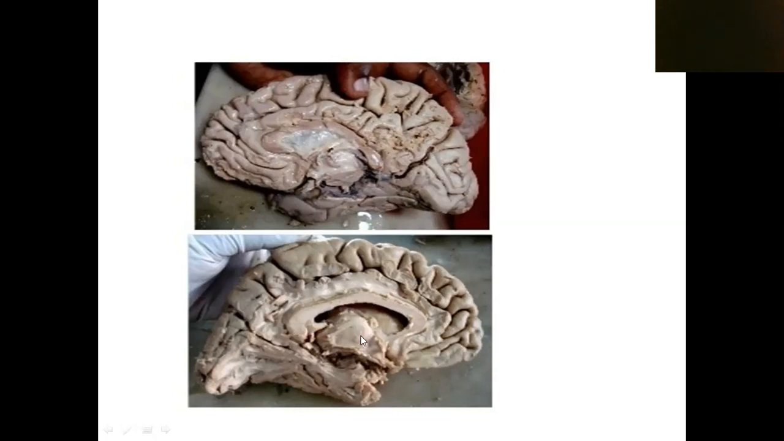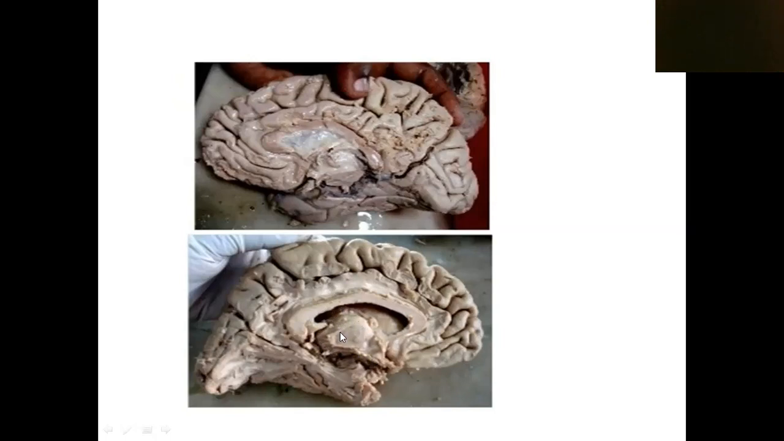Inferiorly, here we can see a structure. This is the thalamus. So inferiorly it is bounded by the thalamus. Not only the thalamus, see here we can see another structure. This one is the caudate nucleus. I told you the parts of the caudate nucleus. This is the head of the caudate nucleus. Head continues with the body, and body continues with the tail. See, this is the shape of the caudate nucleus: head, body, then tail.